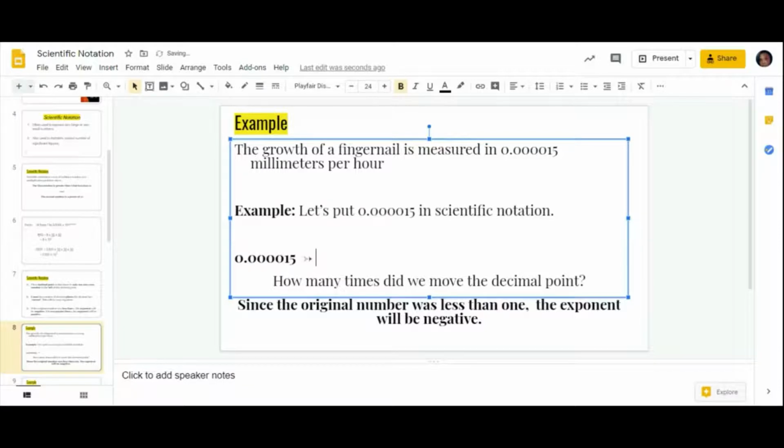What does that look like? So I have 0, a decimal point, 0.000015. First, I need to locate the first non-zero number. That's the 1. Secondly, I'm going to move my decimal point until it is behind the first non-zero number. Moving it once doesn't accomplish that. Moving it twice doesn't accomplish that. Moving it again, and I still have not gotten it to the left of the first non-zero number.